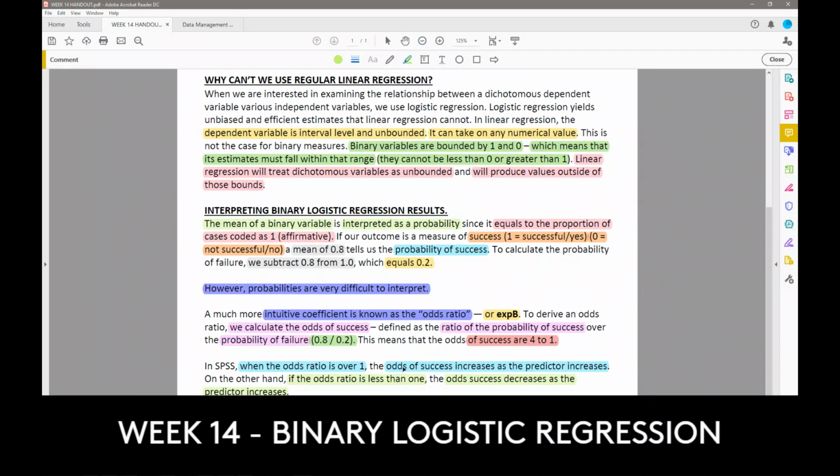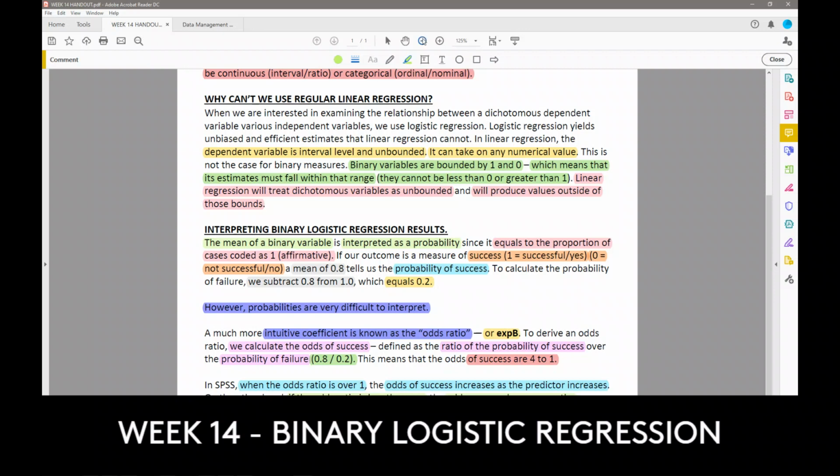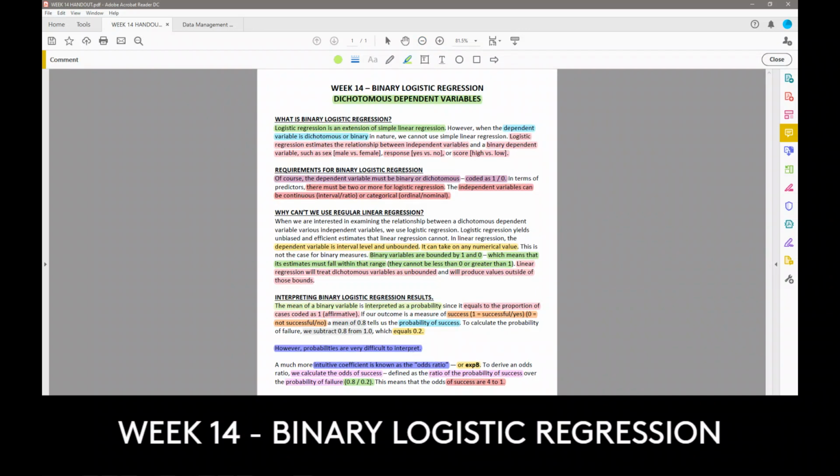This is going to make a lot more sense once we get hands-on with SPSS. So I'm going to conclude this handout lecture. Go ahead and tune into the next video where we will open up SPSS and tackle binary logistic regression.